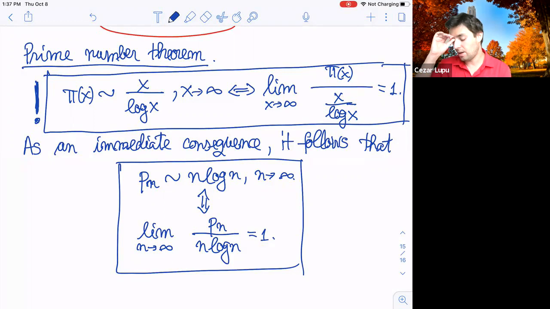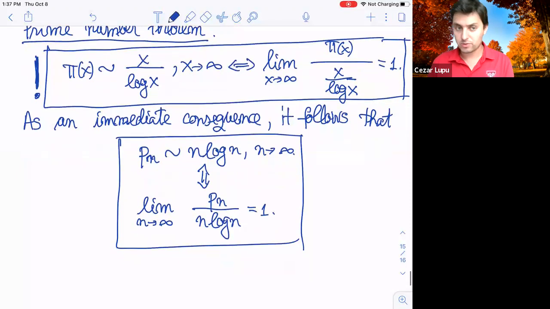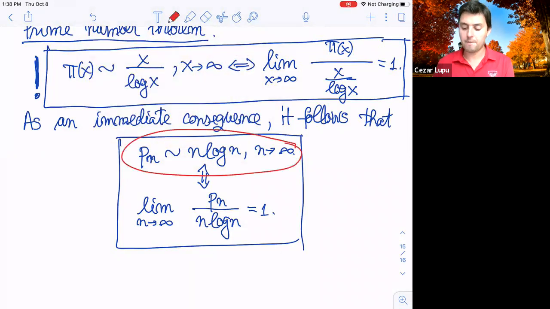But then in 1934, I think, Atle Selberg and Paul Erdős proved this independently without the use of complex analysis. Selberg was actually awarded the Fields Medal for this. So you see, these are very, very deep results with tremendous consequences. I don't want to mention all of them, but one of them is that asymptotically Pn is n log n as n approaches infinity.